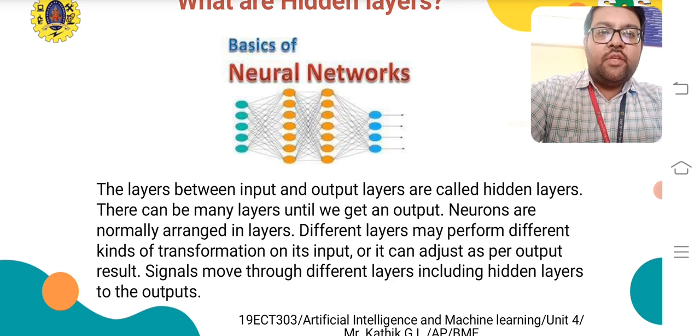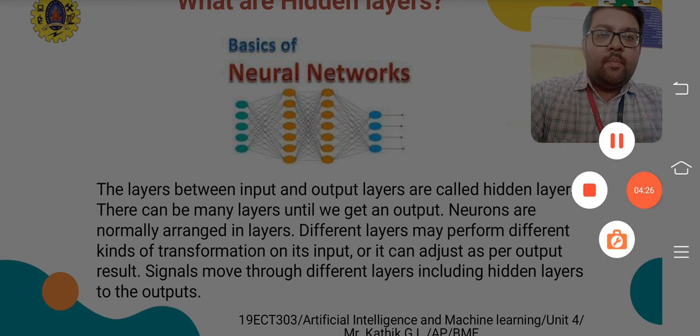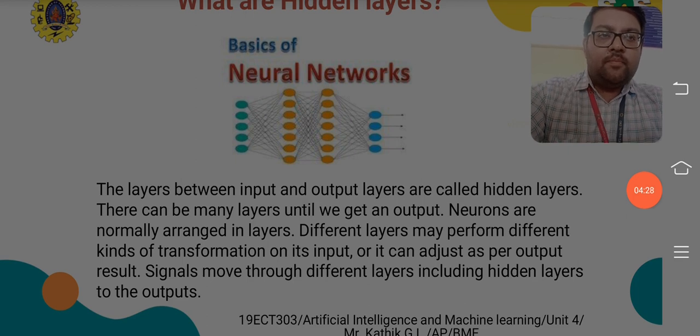Neurons are normally arranged in layers. Different layers may perform different kinds of transformation on their input, or they can adjust as per the output result. Signals move through different layers, including hidden layers, to the outputs.